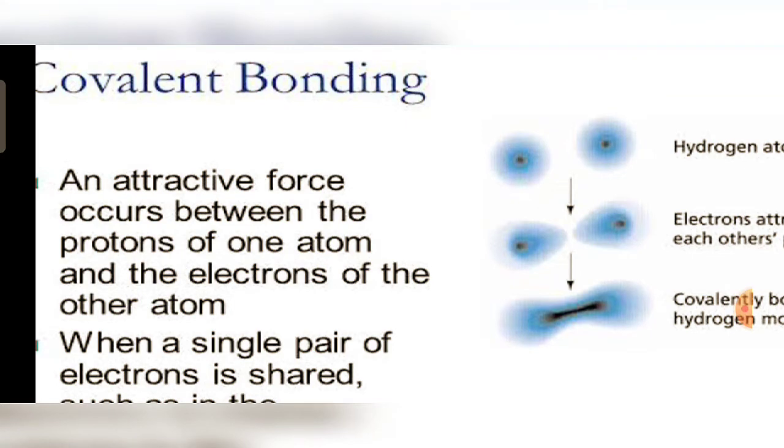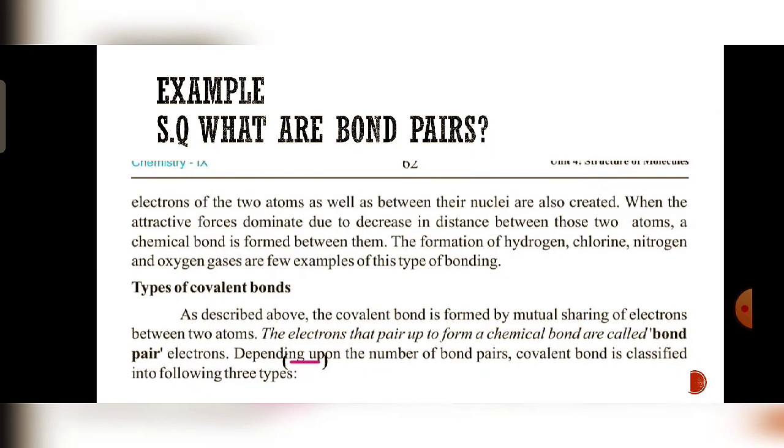And similarly, the next short example. And what are the bond pairs? Here is the short question and the example. And the formation of covalent bond heading is till here. And next, the example starts from the second last line. The formation of hydrogen, chlorine, nitrogen and oxygen gases are few examples of this type of bonding. And next, types of covalent bonds.